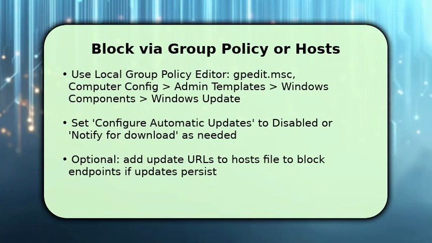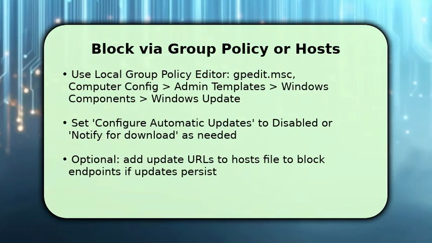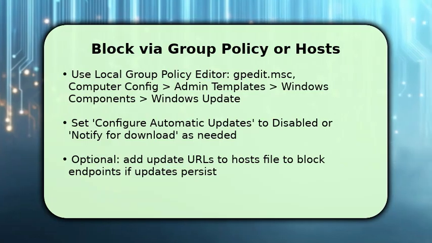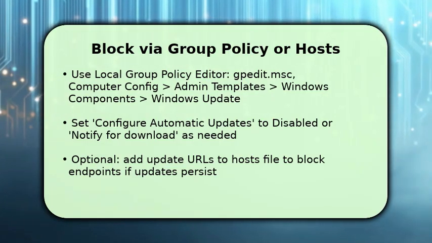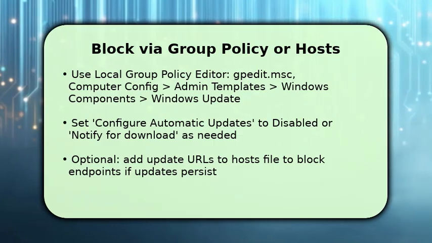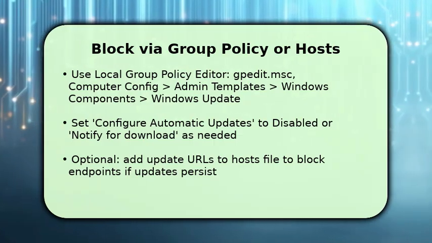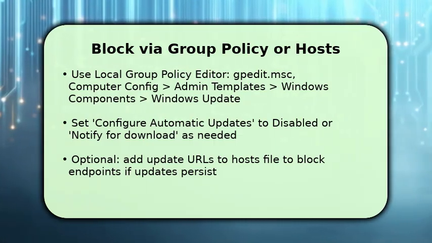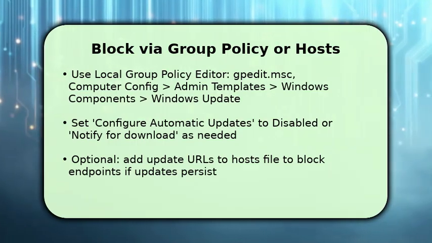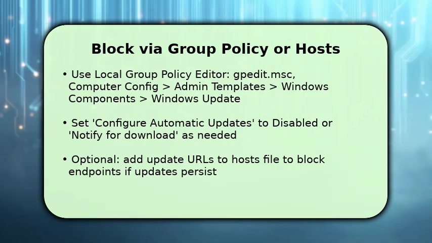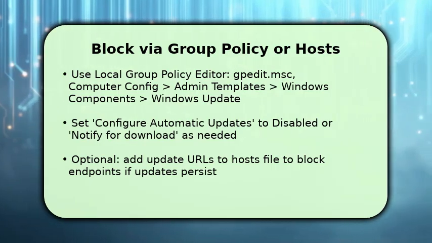To finish, lock down system policies so updates stay off. Run gpedit.msc, go to Computer Configuration, right arrow Administrative Templates, right arrow Windows Components, right arrow Windows Update. Set Configure Automatic Updates to Disabled or choose Notify for download so you control installs. Once applied, run gpupdate /force to commit changes.